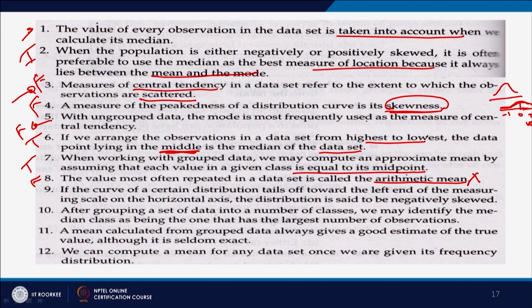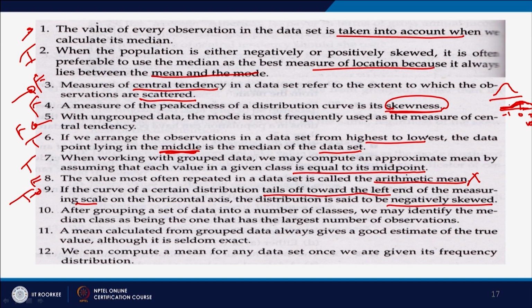Let us look at the next one. If the curve of a certain distribution tails off towards the left end of the measuring scale on the horizontal axis, the distribution is said to be negatively skewed. So, this I just talked about, right. This is the negative side, so this tail is towards the negative side. So, this is true, right.